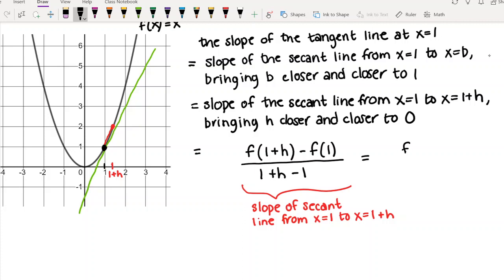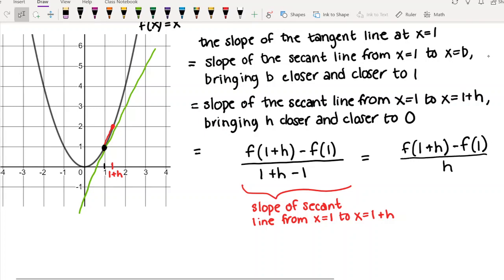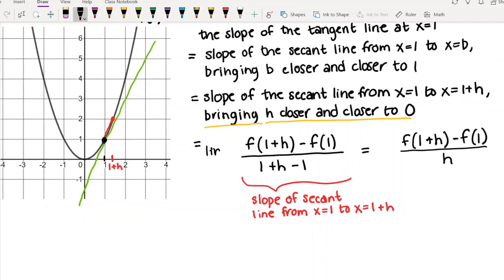So we can simplify this because in the denominator, we are just left with 1 plus h minus 1, that's just h. So what is the limit part of this? Well, we said that we're trying to bring h closer and closer to 0. And so that tells us that we want to take the limit as h approaches 0 of this. And so same thing over here. This is the limit as h approaches 0.